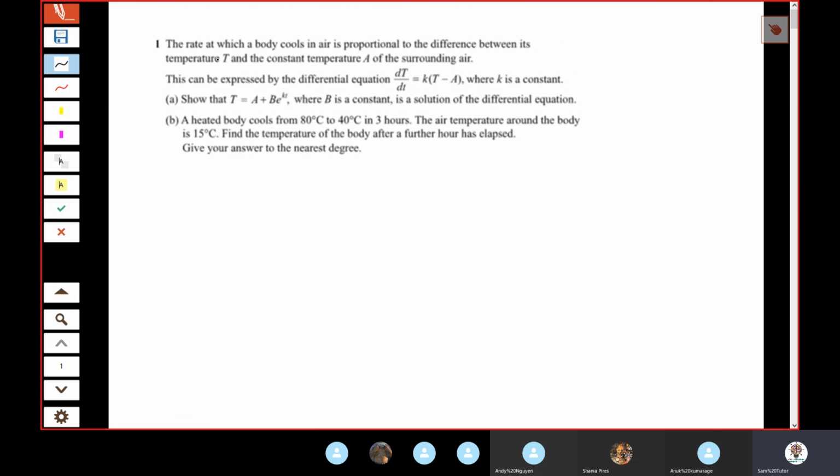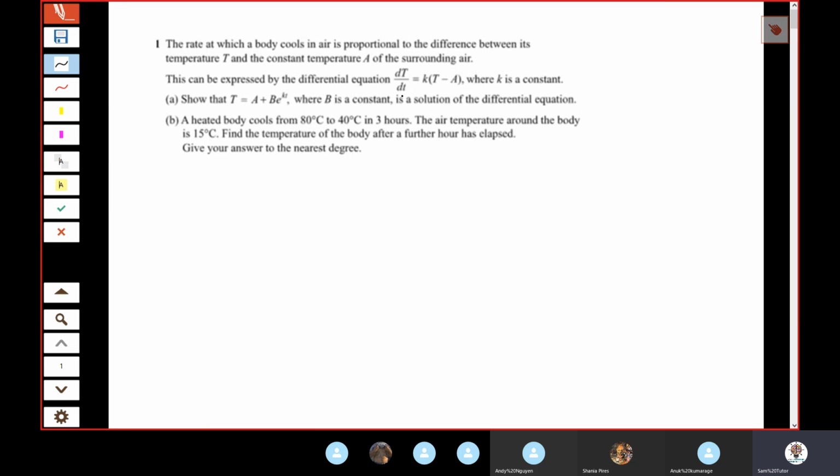Like I said, these ones here are pretty standard questions. Whatever you work on in your textbooks or with me are the questions that will be asked in your exams, and they usually are worded like this. The rate at which a body cools in air is proportional to the difference between its temperature and the constant temperature A of the surrounding air.